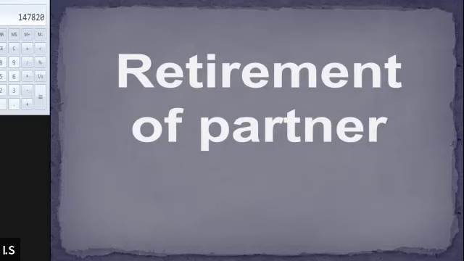Basically, retirement is a situation wherein a person is leaving the business, leaving the partnership, right? The reason is not that important. Reason could be anything. We'll talk about the reasons later while we discuss the theoretical aspect of the chapter. But for now, retirement of partner basically means a situation wherein a person is retiring or leaving the partnership business.